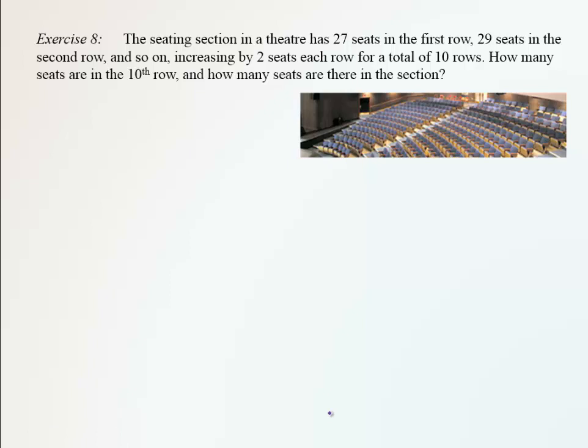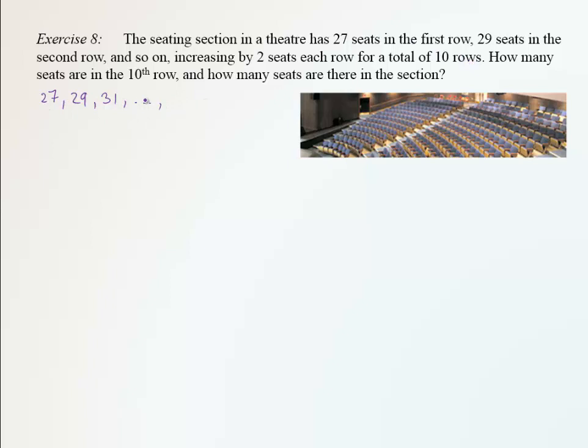Our last exercise is an application problem. The seating section in the theater has 27 seats in the first row, 29 seats in the second row, and so on. So it's 27, 29. It looks like it's 2 seats more and more. So it's 31, and so on, increasing by 2 seats each row for a total of 10 rows.